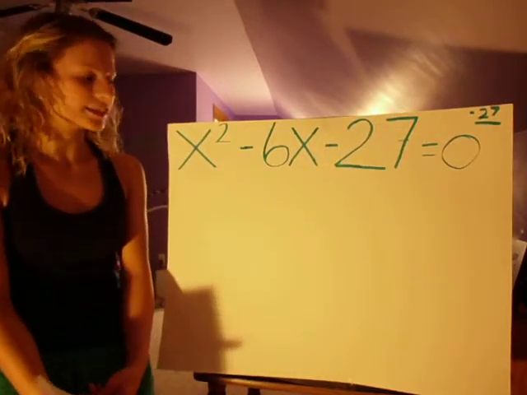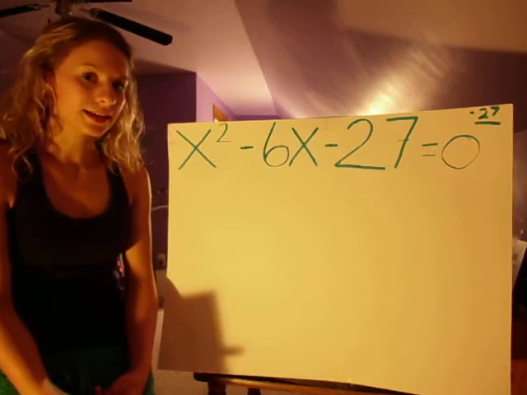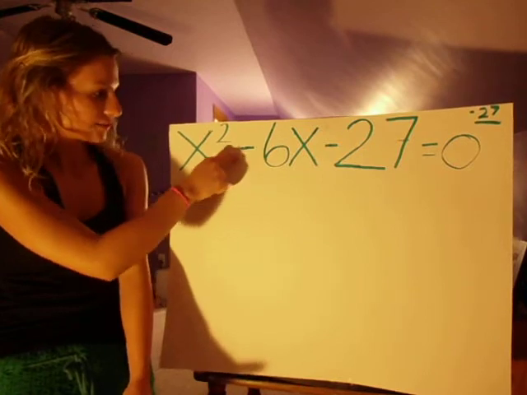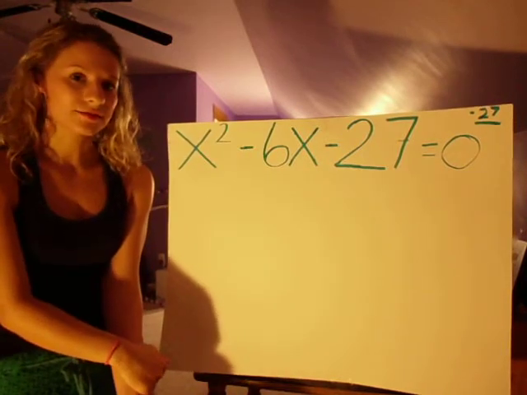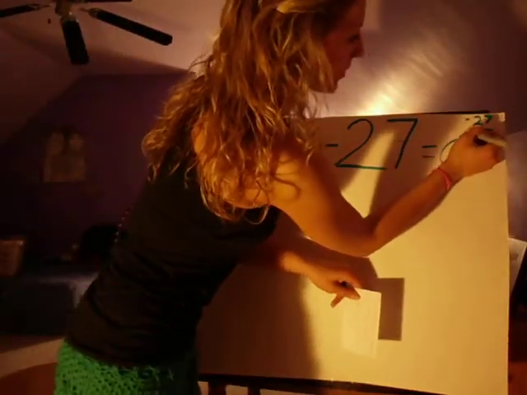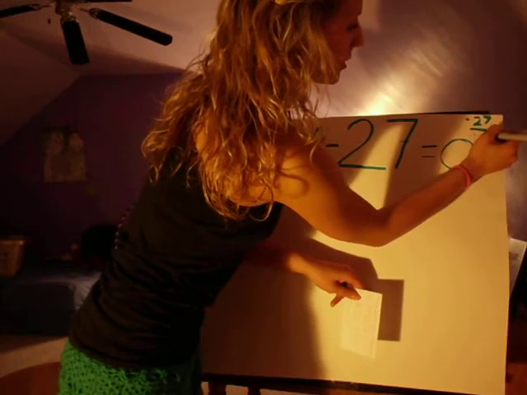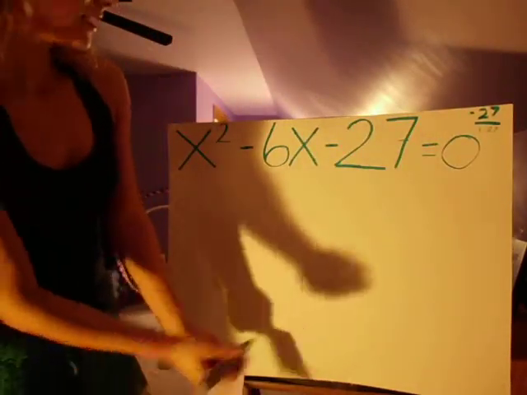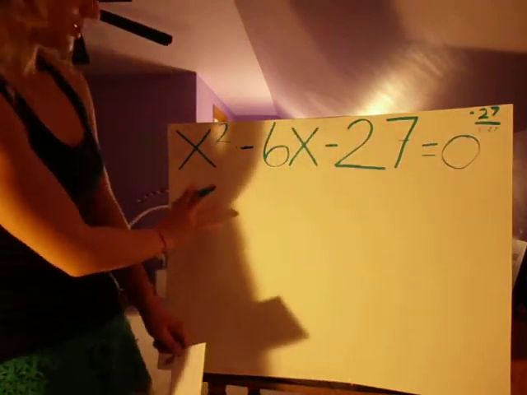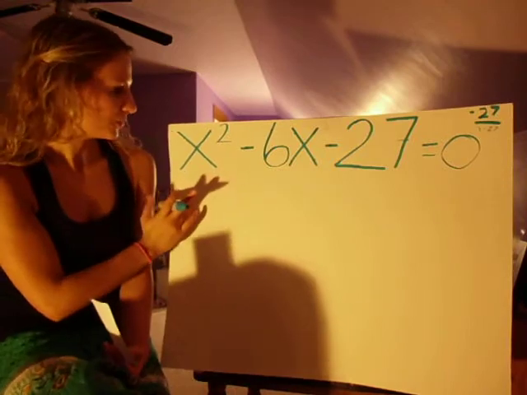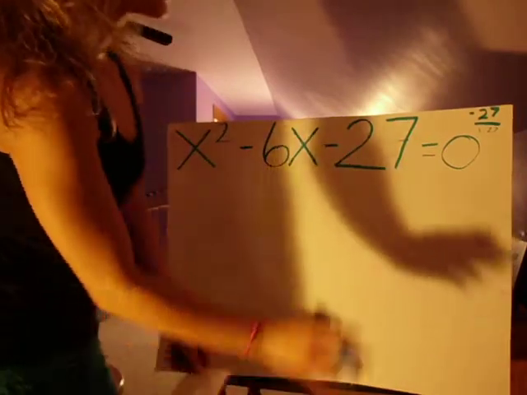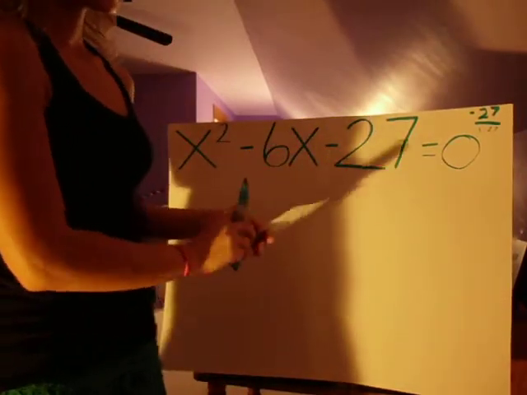And the next step is to see what multiplies together and equals negative 27 and subtracts, because of this negative sign, to be negative 6, okay? So you write it up here, 1 times 27. Okay, that doesn't subtract to be negative 6, so that's not going to be your new numbers, because the goal is to make a new equation for this one, okay?